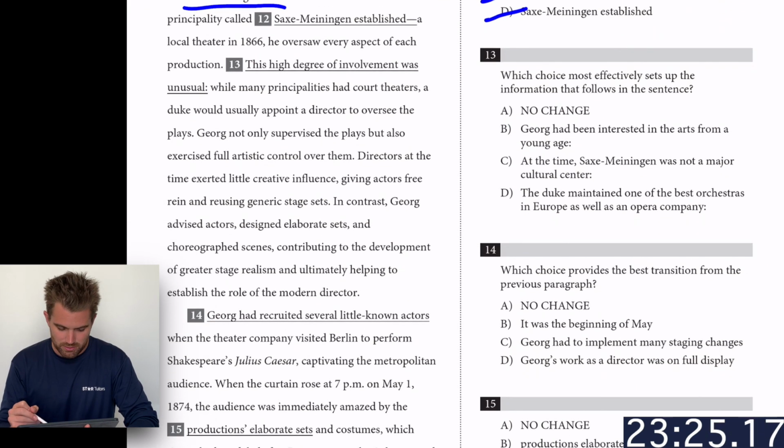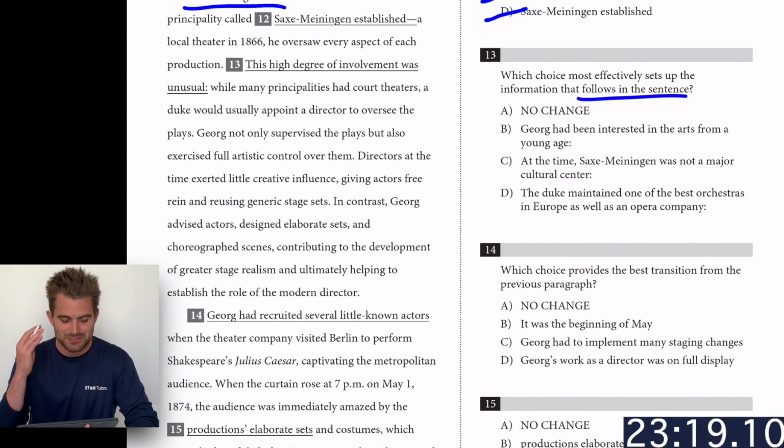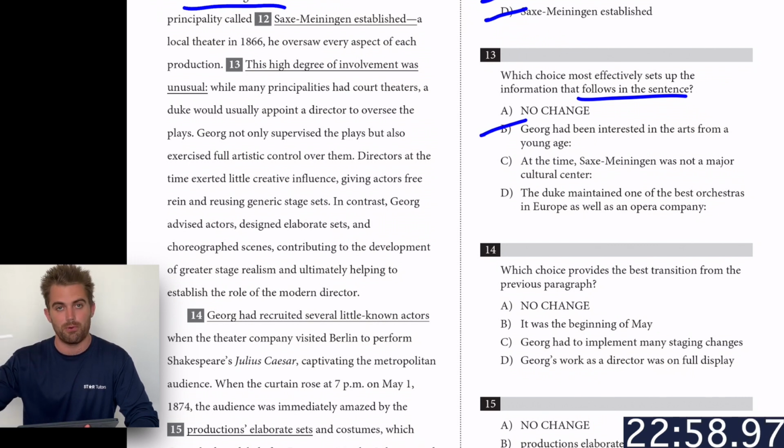Let's see, number 13. Which choice most effectively sets up the information that follows in the sentence? If it says "follows in the sentence," make sure we read what else is in the sentence. "The high degree of involvement was unusual. While many principalities had court theaters, a duke would usually appoint a director to oversee the plays." So, high degree of involvement. "George not only supervised the plays, but also": A looks pretty good. "George had been interested in the arts from a young age." No, because they're talking about how usually a duke would appoint the director, so it doesn't matter if he was involved at a young age.